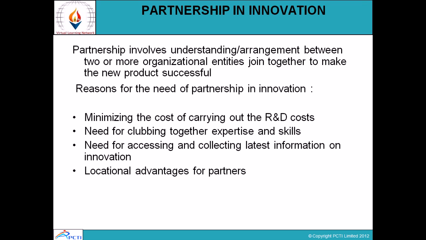Now, the reasons for the need of partnership in innovation are to minimize the cost of carrying out research and development, the need for clubbing together expertise and skills, the need for accessing and collecting the latest information on the innovation, and locational advantages for the partners. So this was the list of the reasons which specify the need of partnership in innovation.